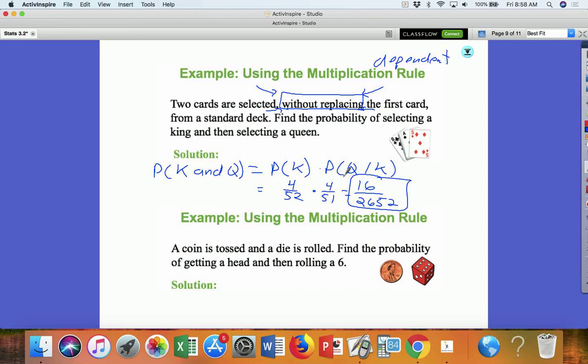Okay, now I want you to calculate this: probability of drawing a king and then a second king. Write the formula down. Maybe anybody tell me what it would be. What would you write down? Probability of a king times the probability of king given that I drew a king, right?